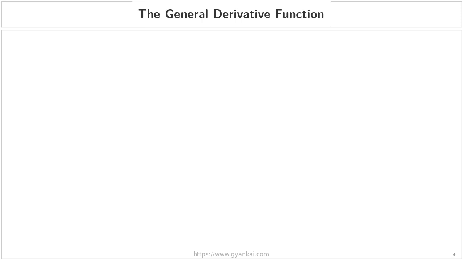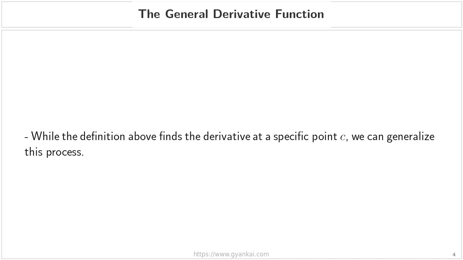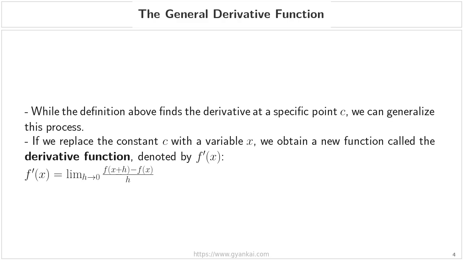The general derivative function. Now, in the previous slide, we focused on how to find the derivative at one specific, fixed point, which we labeled as c. However, we can take this a step further and generalize the process. If we replace that constant c with a variable x, we are no longer just finding a single value. Instead, we obtain a brand new function called the derivative function, which we denote as f prime of x.